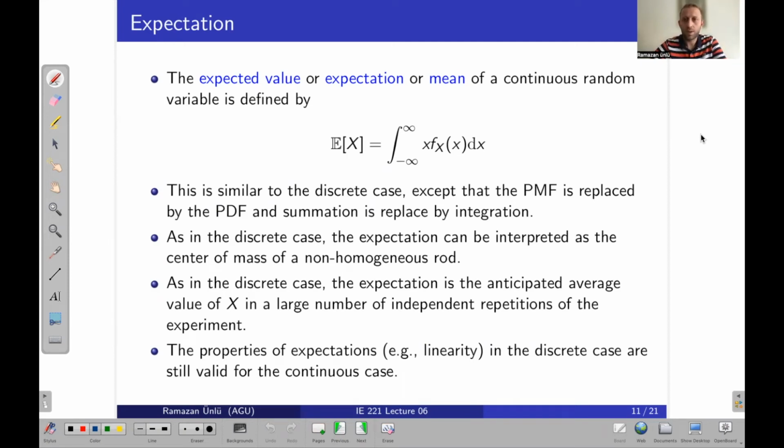Hi everyone, welcome to part 2 of lecture 6, and we will continue to continuous random variables. In this part, we will start with the expectation of continuous random variables.